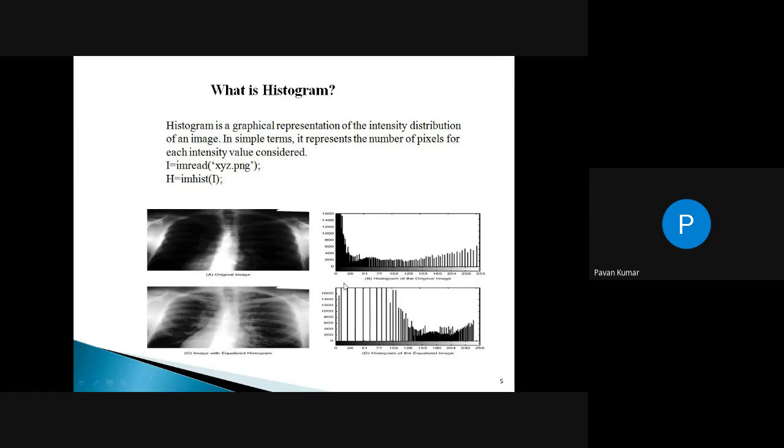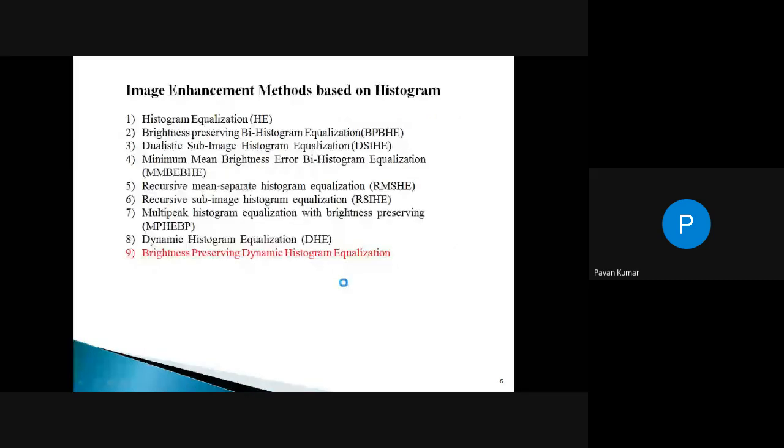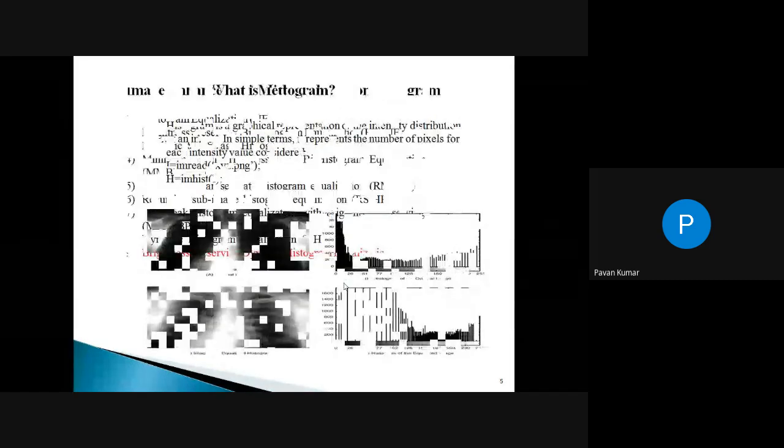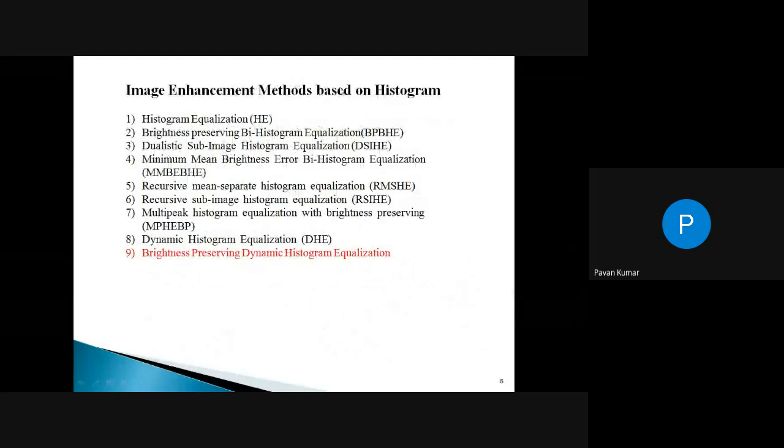So that is about the histogram. Here are the different types of image enhancement methods based on histograms: histogram equalization, brightness preserving, and so on. Of course, we can read these things. My interest is brightness preserving dynamic histogram equalization. We have many techniques, but my interest is this one, and today I am going to explain about it. Before that, briefly, we can go through all these things.